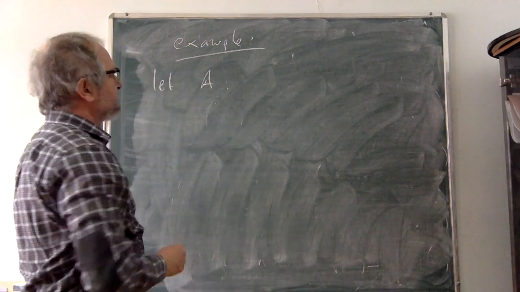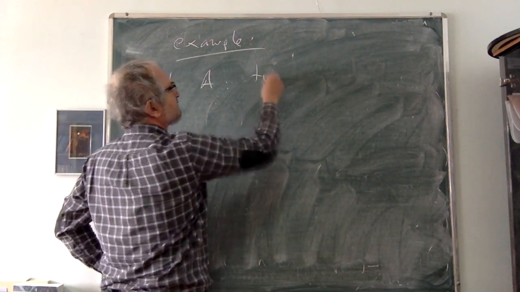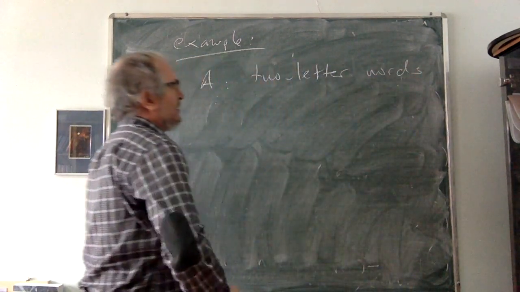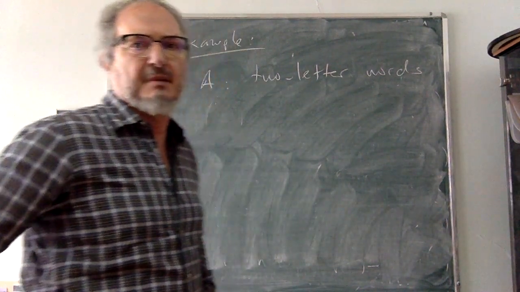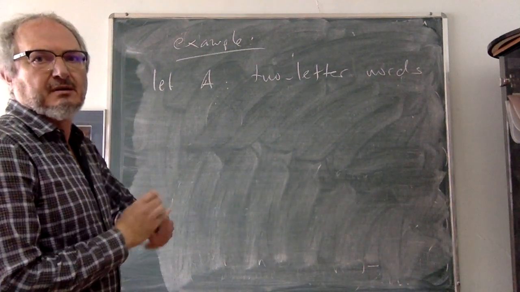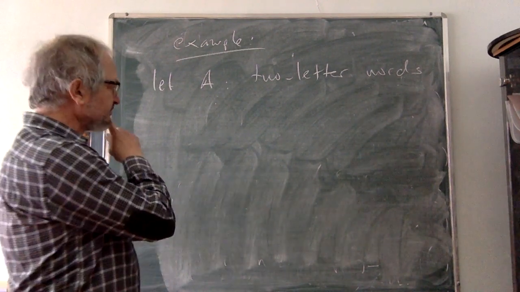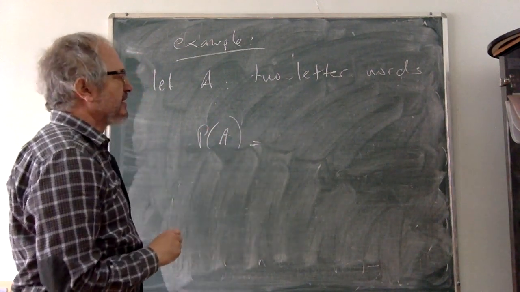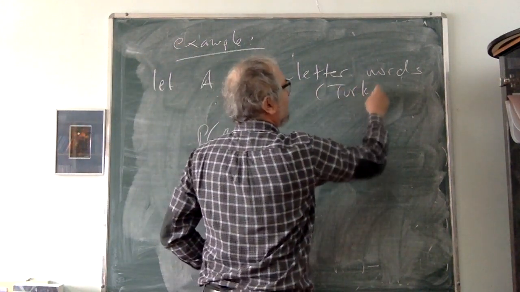Let's say the event is, out of all possible words you can construct out of an alphabet, I'm interested in the probability of 2-letter words. So the probability of this is essentially, I mean, just assume the Turkish alphabet, let's say. We have to fix the alphabet.